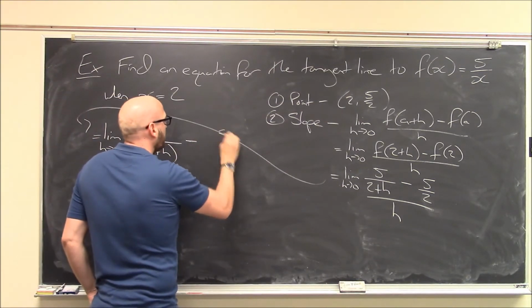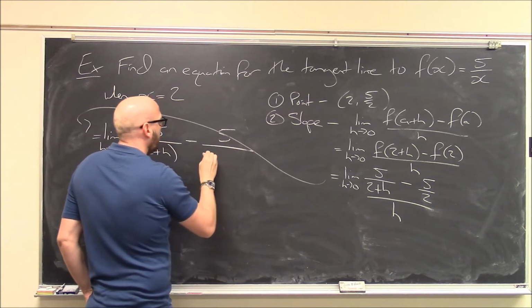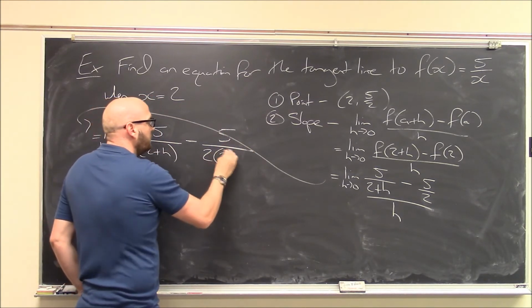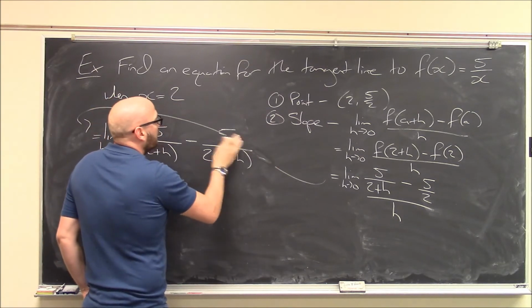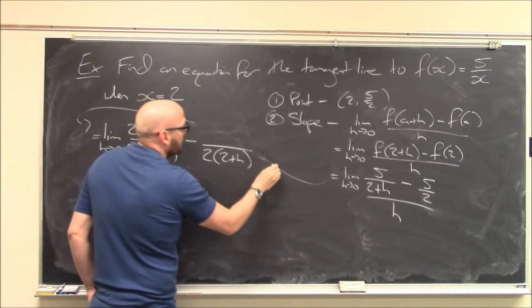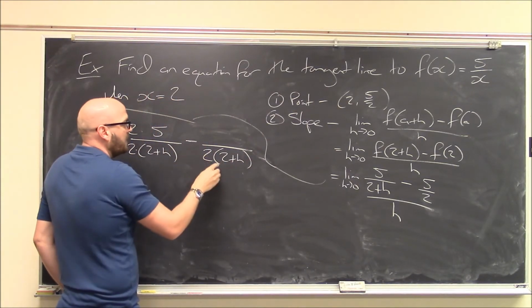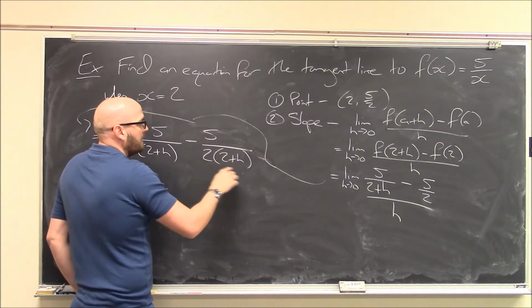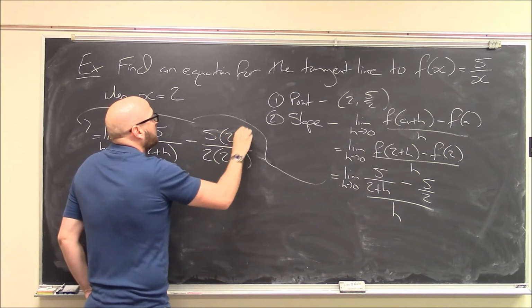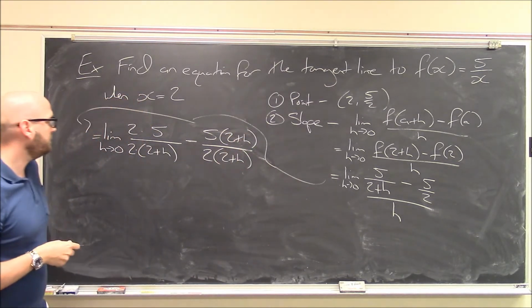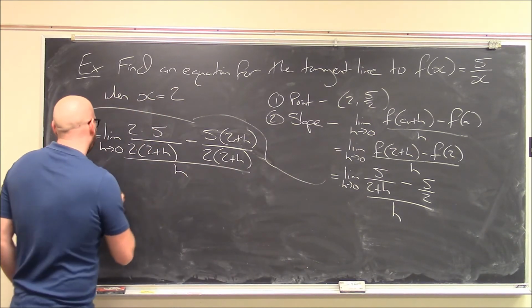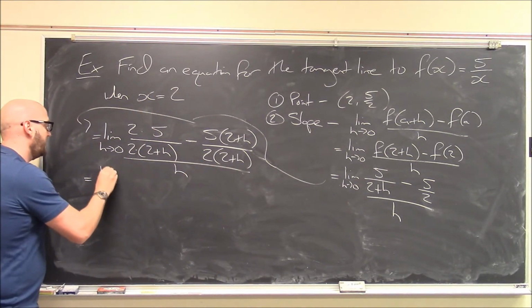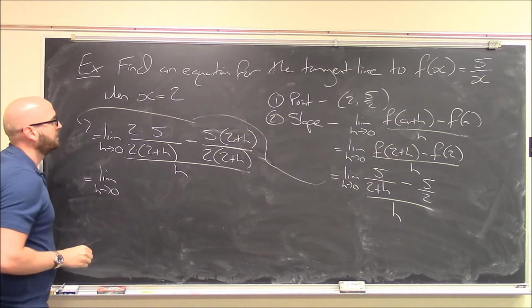Minus, we've got 5 over 2, and I want 2 times 2 plus h, so I multiply the bottom by 2 plus h. I'd better, we had 5 over this, I'd better multiply the top by 2 plus h. So they're over a common denominator now. So this is now the limit as h goes to 0.